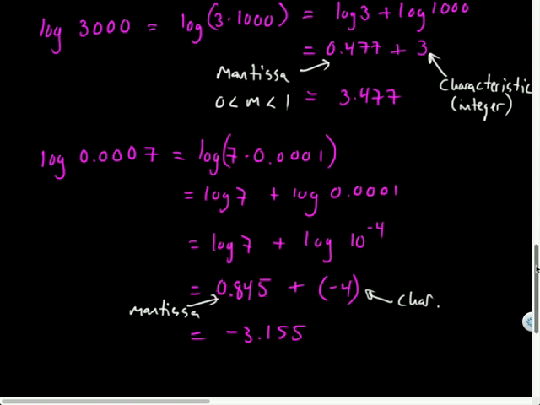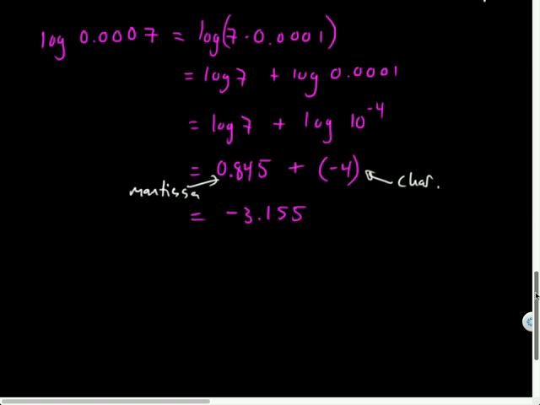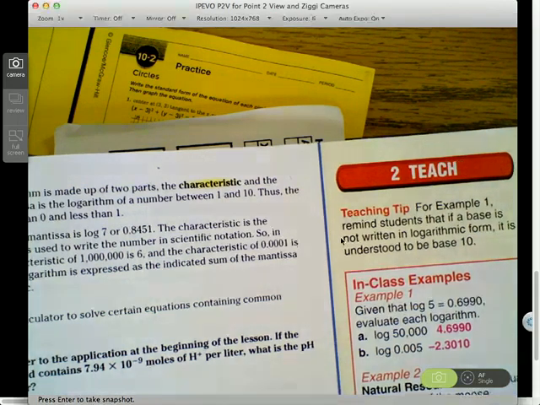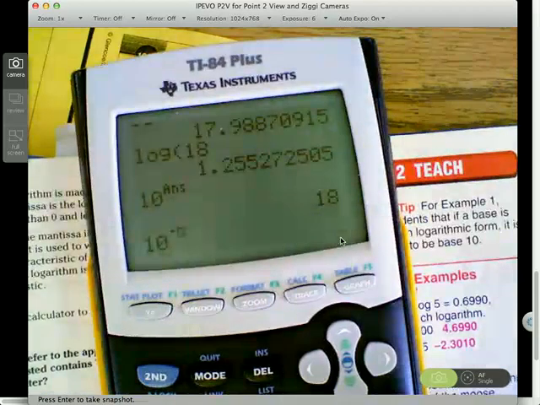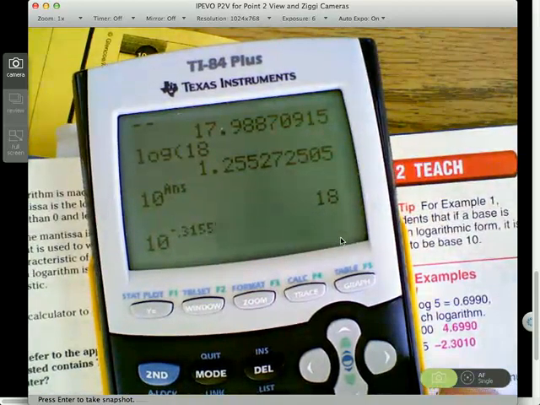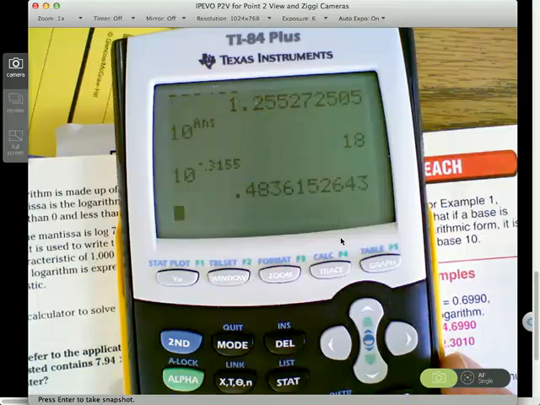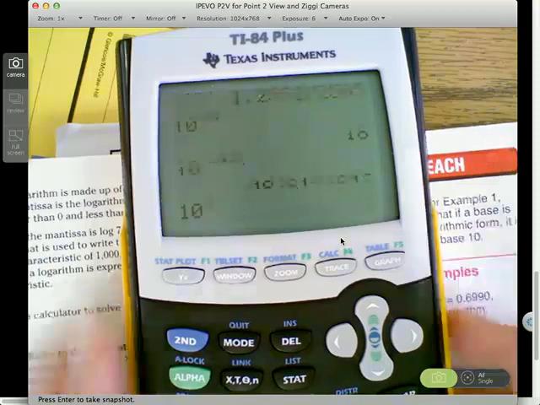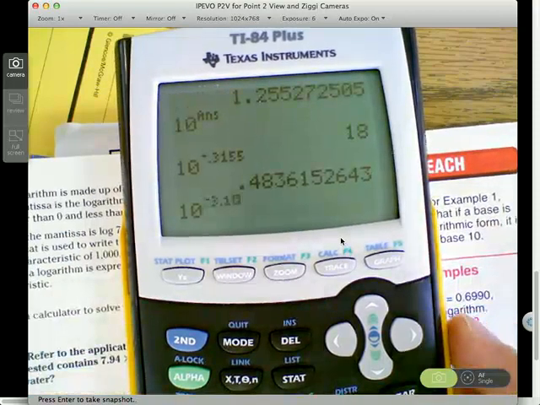But that's just some kind of arbitrary vocabulary. We don't end up using it that often. What I want to point out is that 10 to this power should equal 0.0007, right? So let's actually verify that. So is 10 to the negative 0.3155, was that our decimal? No, what did I do wrong? Oh, that's what it was. Thank you, guys. 10 to the negative 3.155.